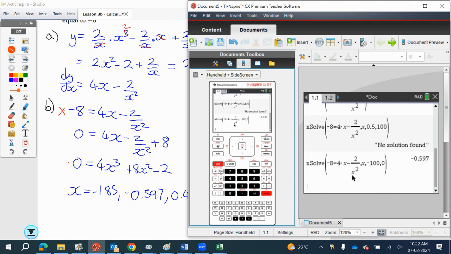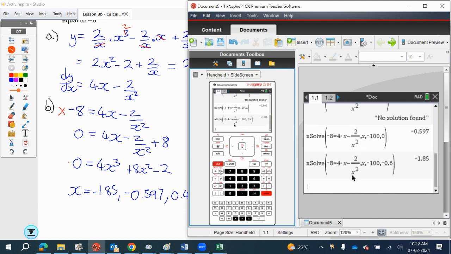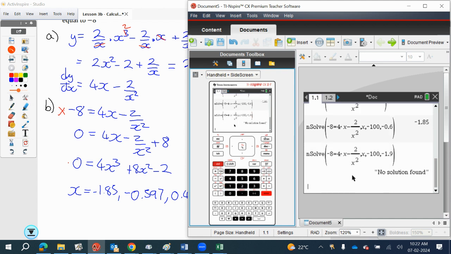Oh, we found another solution. There could be more. Let's go smaller still. So you've got to keep playing with this. We've got to change the upper bound to minus 0.6. There's our third solution. So we've got all three solutions now, but with AISL, you wouldn't know if there's not more. So we're going to have to go to minus 1.9, and then no solution found.